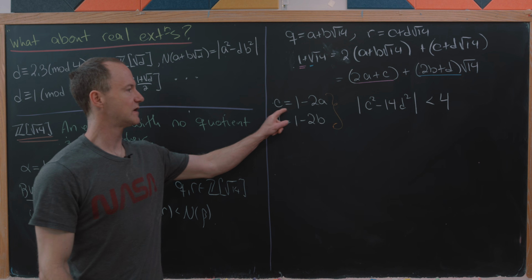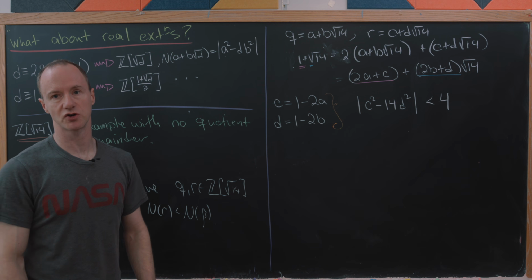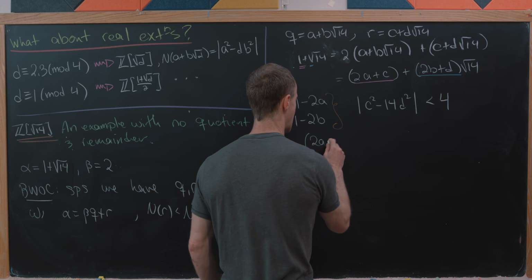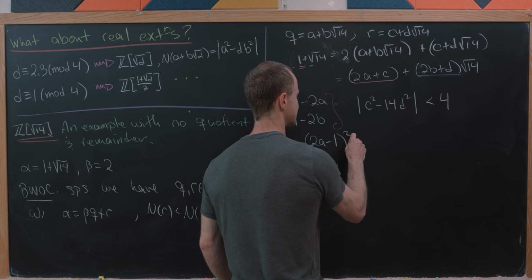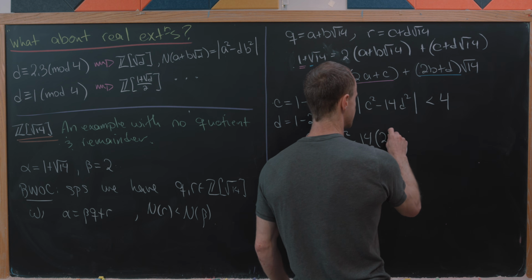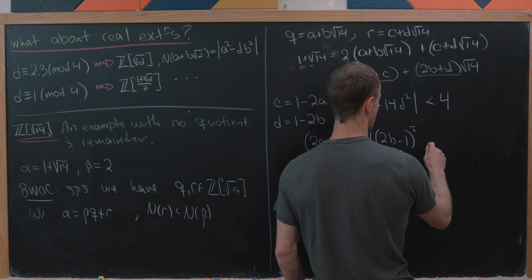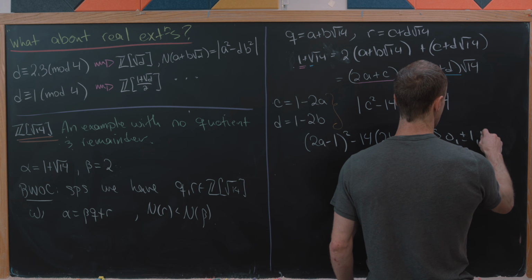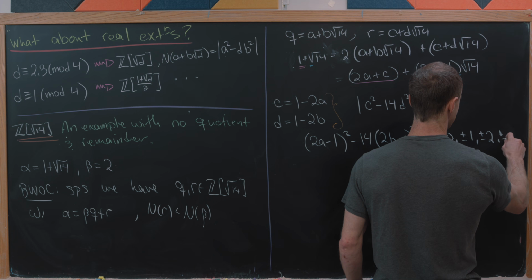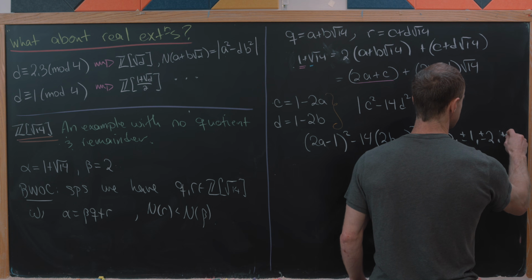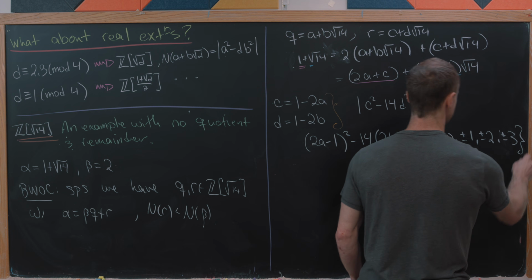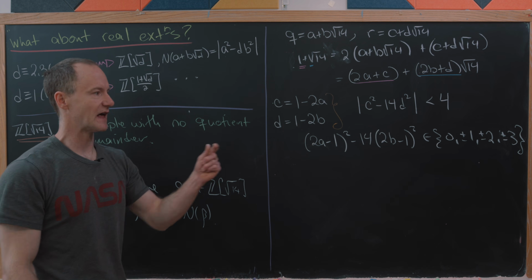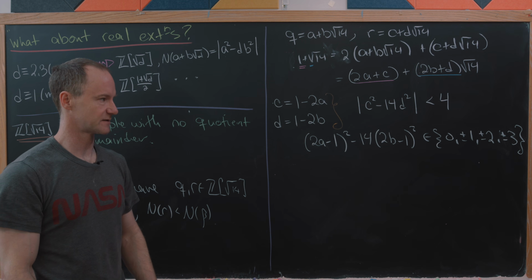But now we can put this version of c and this version of d in here. So that'll mean that (2a minus 1) squared minus 14 times (2b minus 1) squared has got to come from the set 0, plus minus 1, plus minus 2, and plus minus 3. Because of course, if we take the absolute value, we want to land on something that's strictly less than 4, that gives us those possibilities.